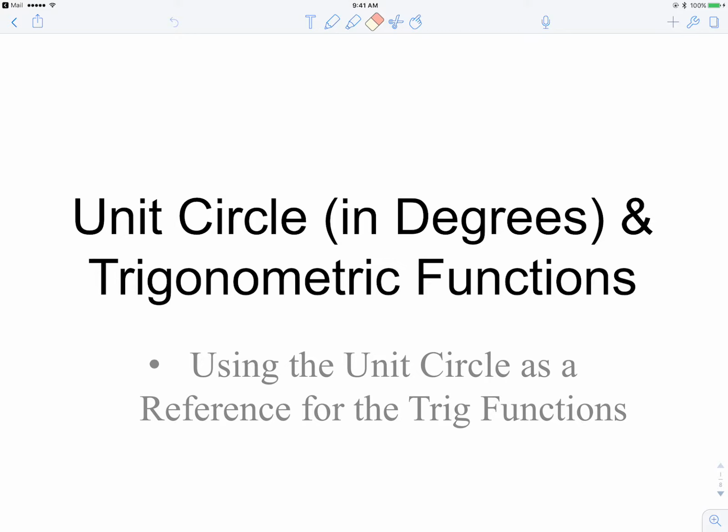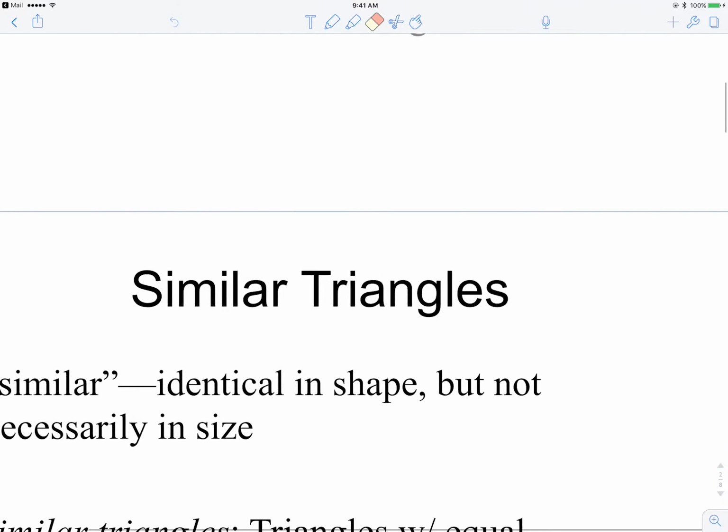In geometry, you studied a little bit of right triangle trig, SOHCAHTOA, right? You may not remember what it is. Sine is opposite over hypotenuse, cosine is adjacent over hypotenuse, and tangent is opposite over adjacent. Nice job. I'm going to show you how you can use the unit circle as a reference to evaluate the different trig functions that you are familiar with.